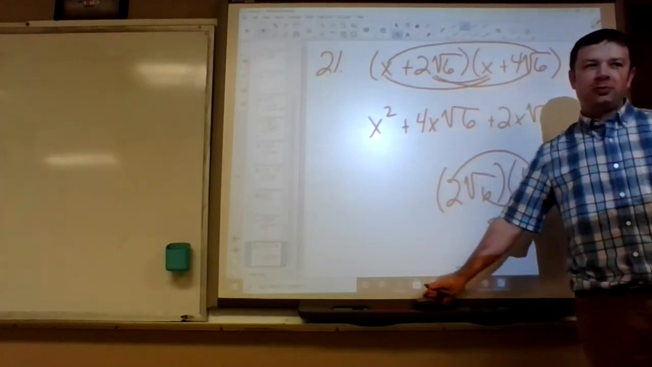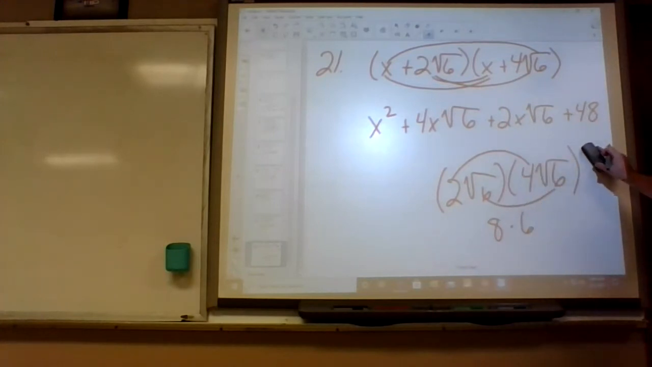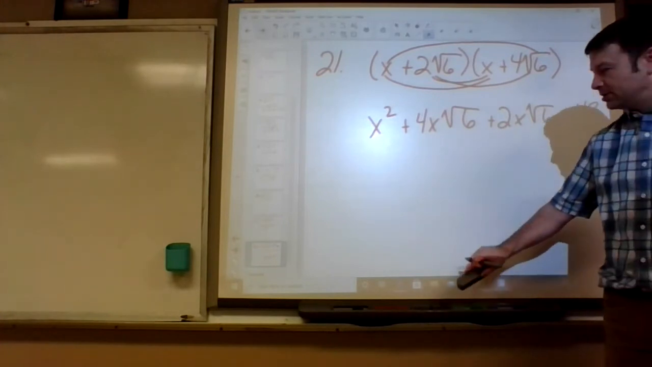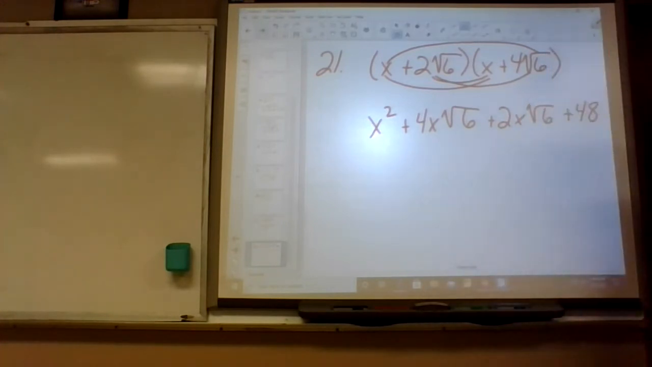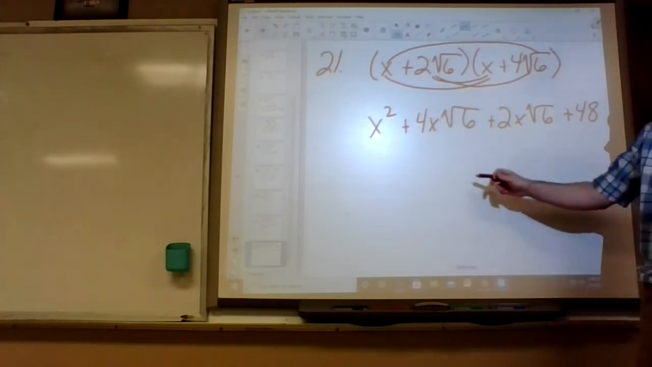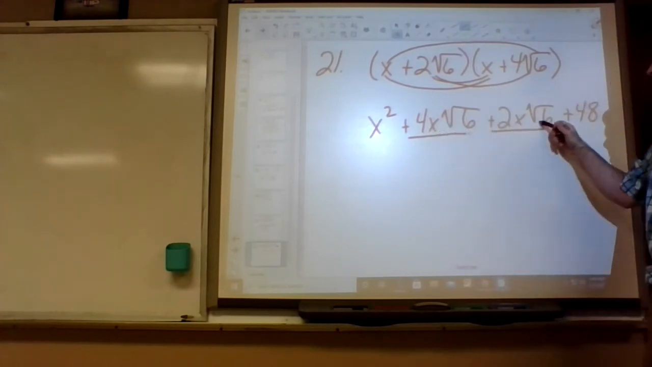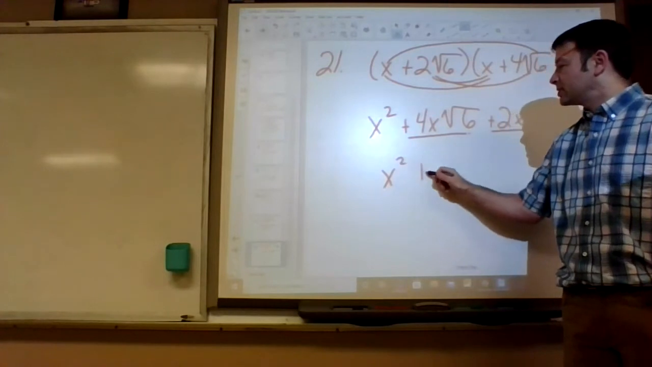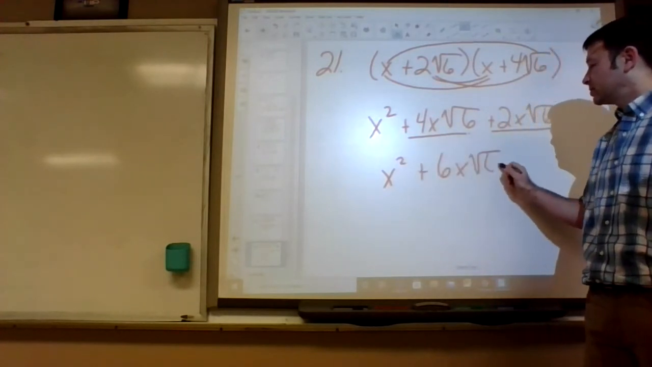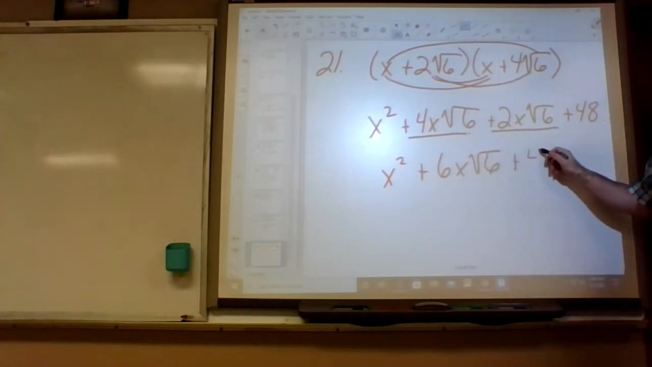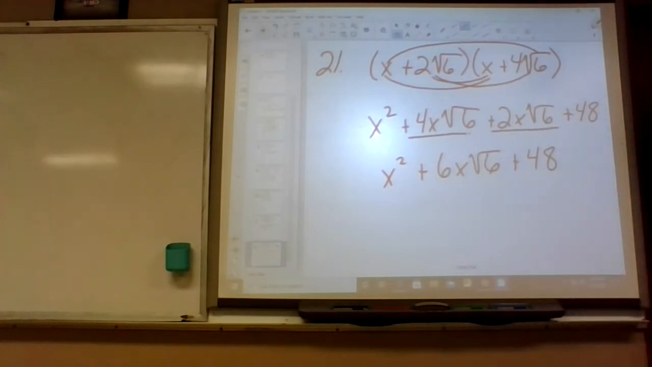If it comes out as a normal number like that, that means all calculators can do it. But usually the Texas Instrument spits out decimals for radicals. So that whole line is the answer? Well, there's something else we can do. We can combine the two middle terms. They're like terms, right? So plus 4 of these plus 2 of these equals plus 6 of those. The radical stays the same. No, we're not multiplying, so it's not changing. And then plus 48.